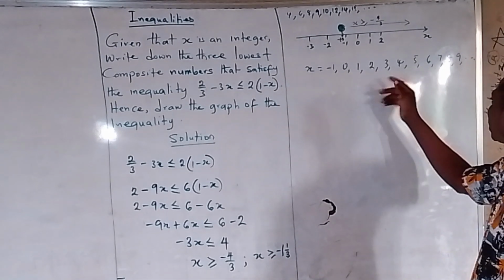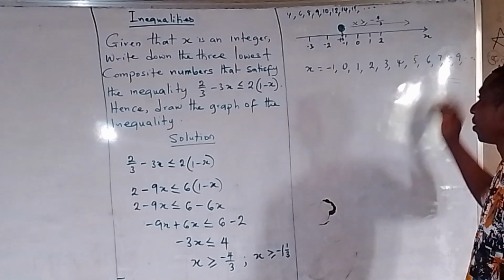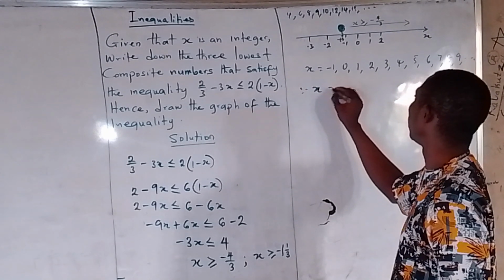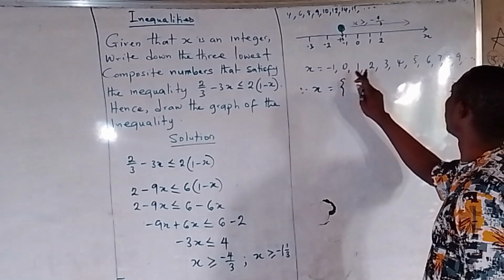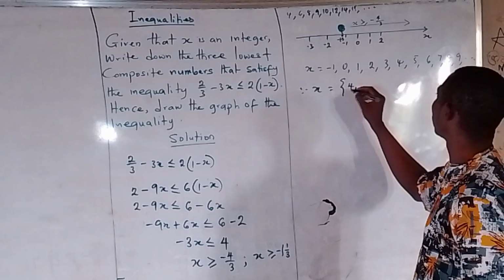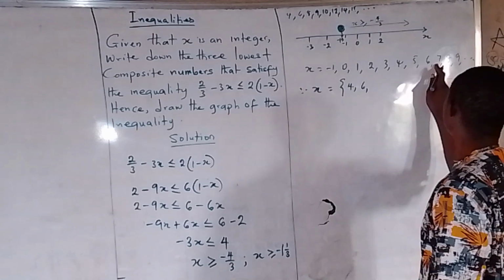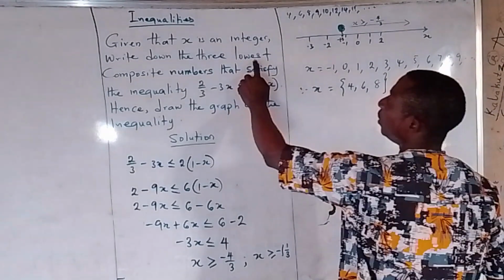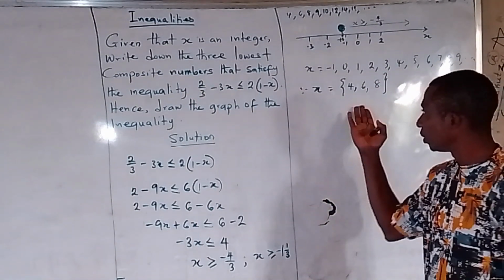So now we will just try and select the composite numbers among all these integers that we have here. Therefore, this is the first composite number. So we have 4, followed by 5 which is a prime number, followed by 6, and followed by 8. We have to list the lowest composite numbers. And this is the end of the question.